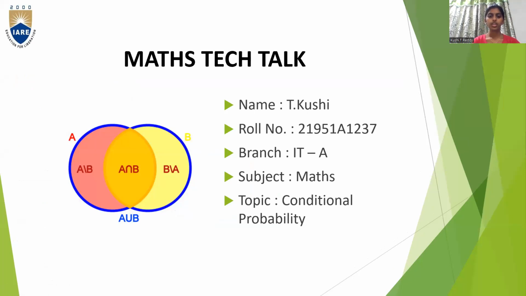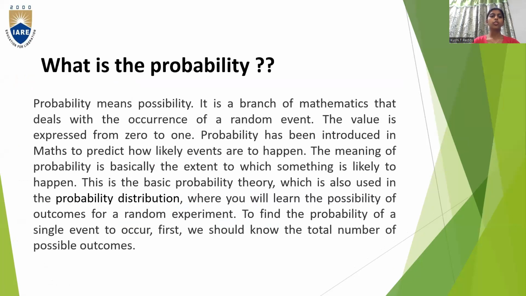And my topic for Tech Talk in Max is conditional probability. So before going to conditional probability, let us know what probability is. Probability means possibility. It is a branch of mathematics that deals with the occurrence of a random event.